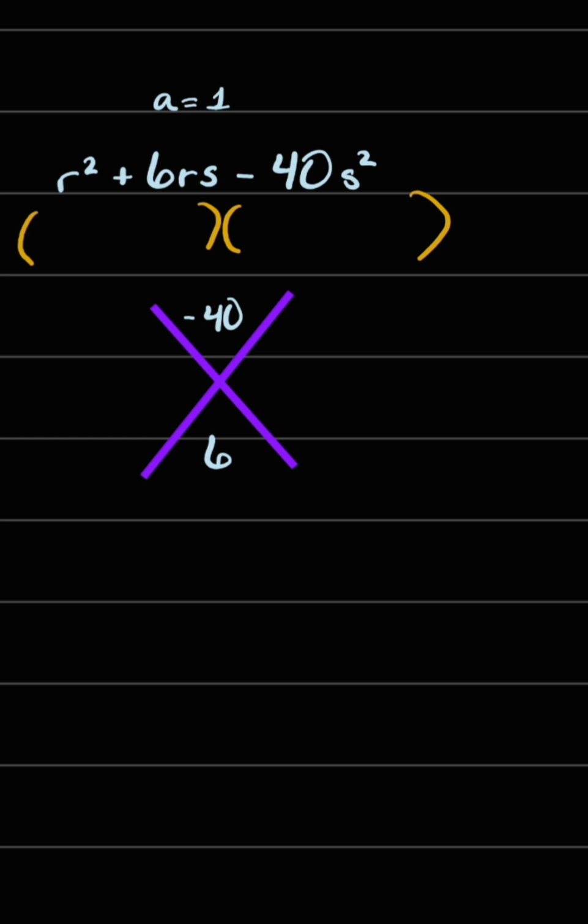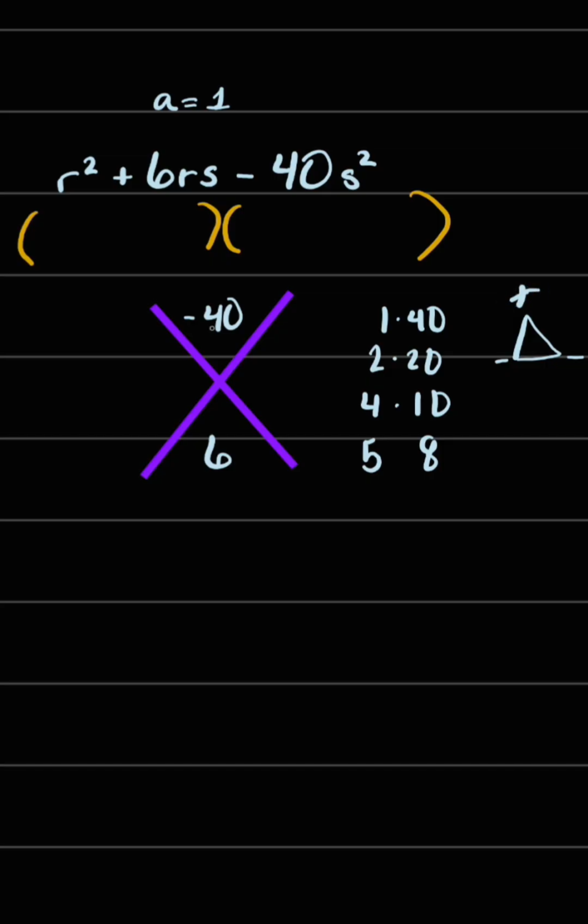All right, now, what factors multiply to get negative 40 but also combine to get 6? Let's do the factors of negative 40. 1 times 40. 2 times 20. 4 times 10. Is that it? And 5 times 8. All right. Now, while all of these will give you 40, none of these will give you negative 40. So remember, in multiplication, remember the triangle.